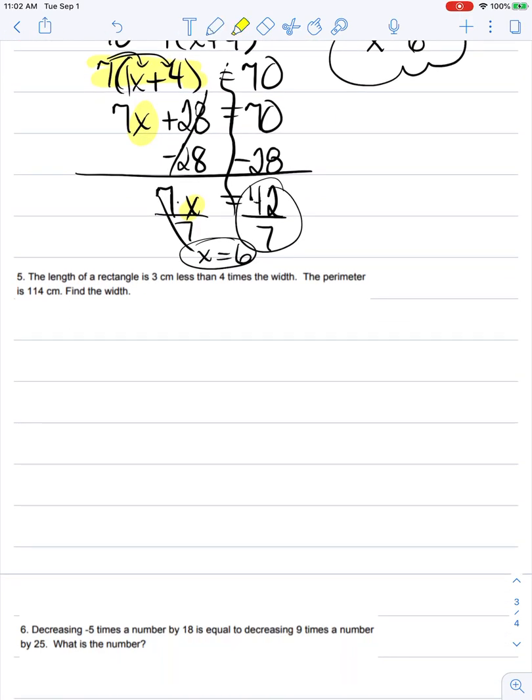Number 5. First, I'm going to find the variable. The length of a rectangle is 3 centimeters less than 4 times the width. The perimeter is 114 centimeters. Find the width. So for this, I'm going to use W as my variable, and that's going to represent the width of the rectangle. That's just what makes sense to me here.